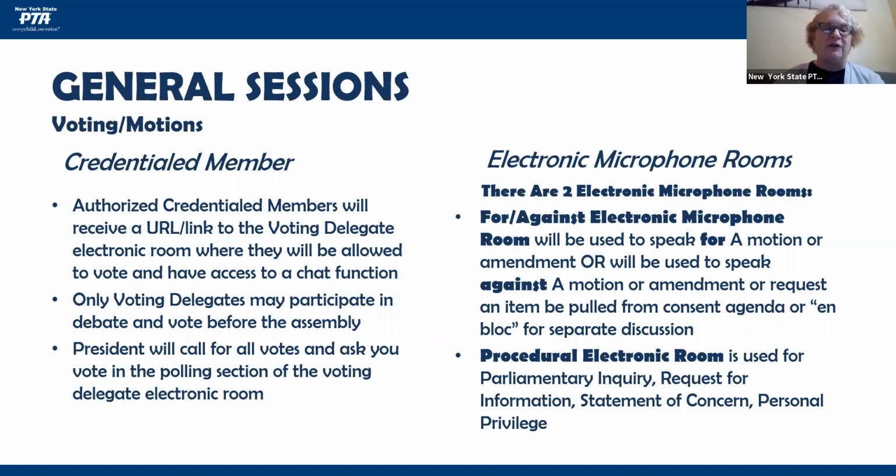The president will call for votes and ask you to vote in the polling section of the voting delegate electronic form. We make reference to electronic microphone rooms. So there will be two. If you click on the for or the against buttons, it will take you into one particular microphone room where you will be able to speak to a motion or an amendment, and there will be an attendant there that will help you out by filling in information that she will ask you, and that will help to put you into a queue. There will also be a procedural electronic room which will also have an attendant, and it will be used for parliamentary inquiry, request for information, statement of concern, and personal privilege.